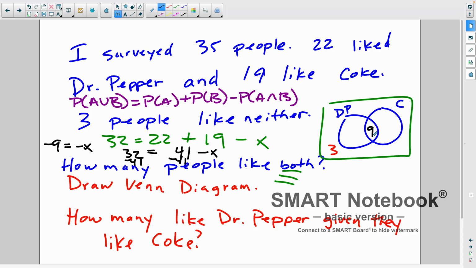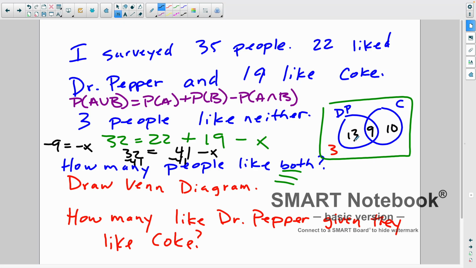What number goes in here with the Coke? 10, because they have to add it to be 19. What number goes in here with the Dr Pepper? 13, because they have to add up to be the 22. Now, all that should add up to be 35. Okay? Now, let's answer the last question. How many people like Dr Pepper given that they like Coke?